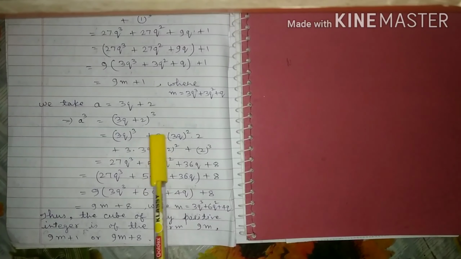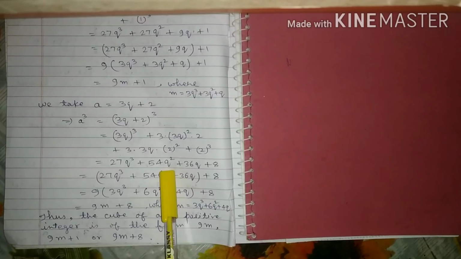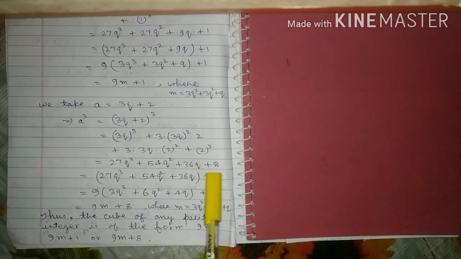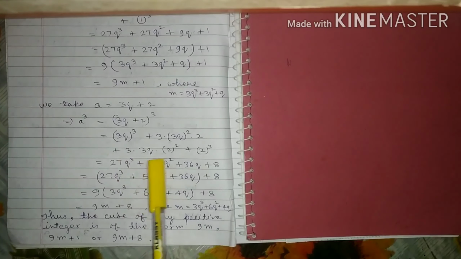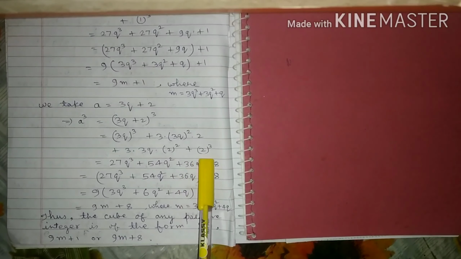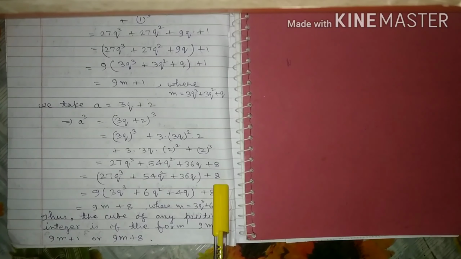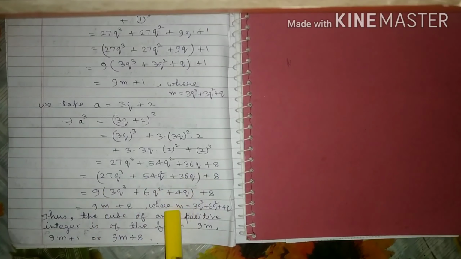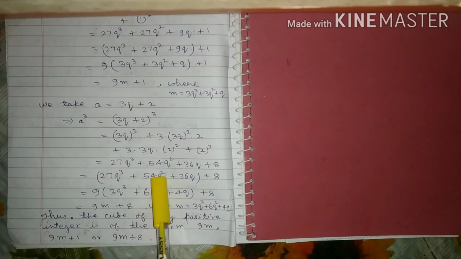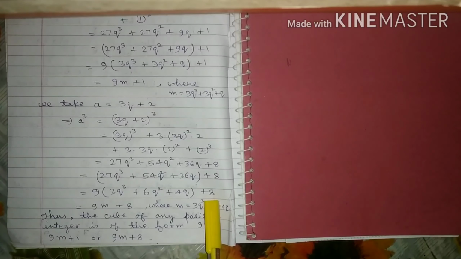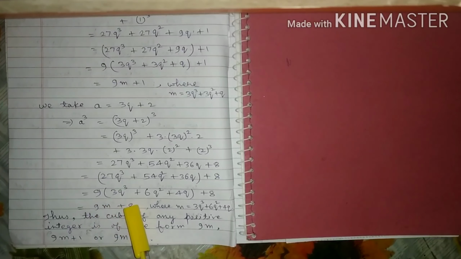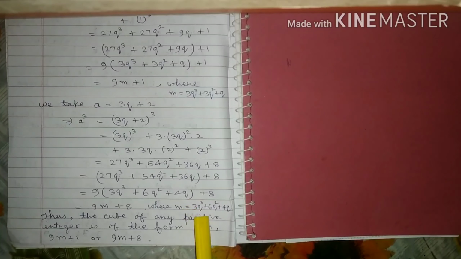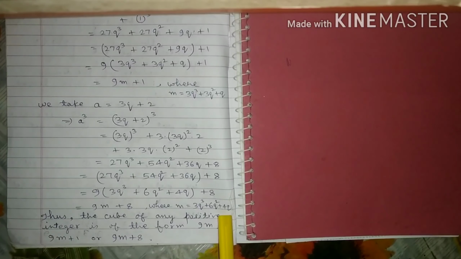54q square, since 3 nines are 27... 3 times 9 times 2 is 54q square, and 2 square is 4, 4 times 3 is 12, times 3 is 36q, plus 8. We write these three terms in the bracket and 8 separately here, plus 8. So taking 9 common, we get 9 into the bracket 3q cube plus 6q square plus 4q, plus 8. This equals 9m plus 8, where m is equal to 3q cube plus 6q square plus 4q.